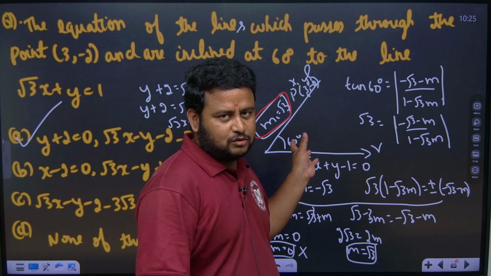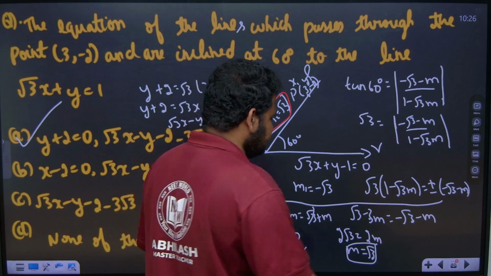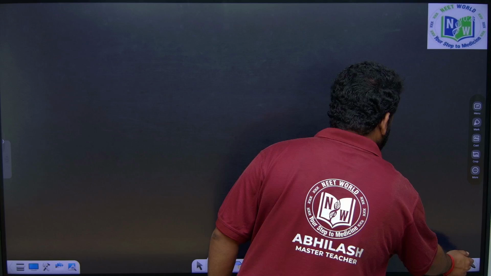Then we found the point slope form, and we use the point slope form to find the equation of other lines. Got it? So it's very simple. Let's move to the next question or concept.